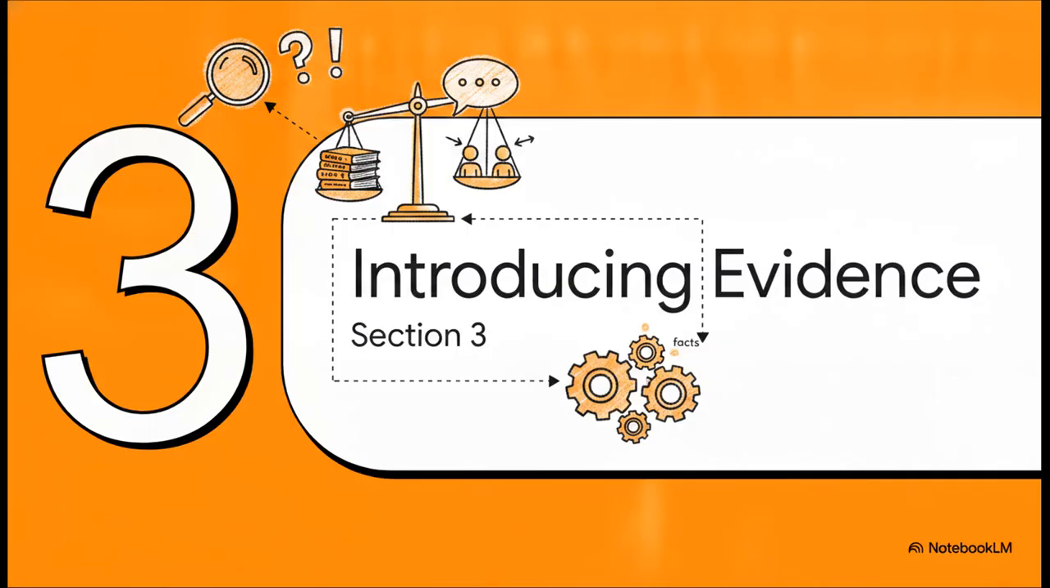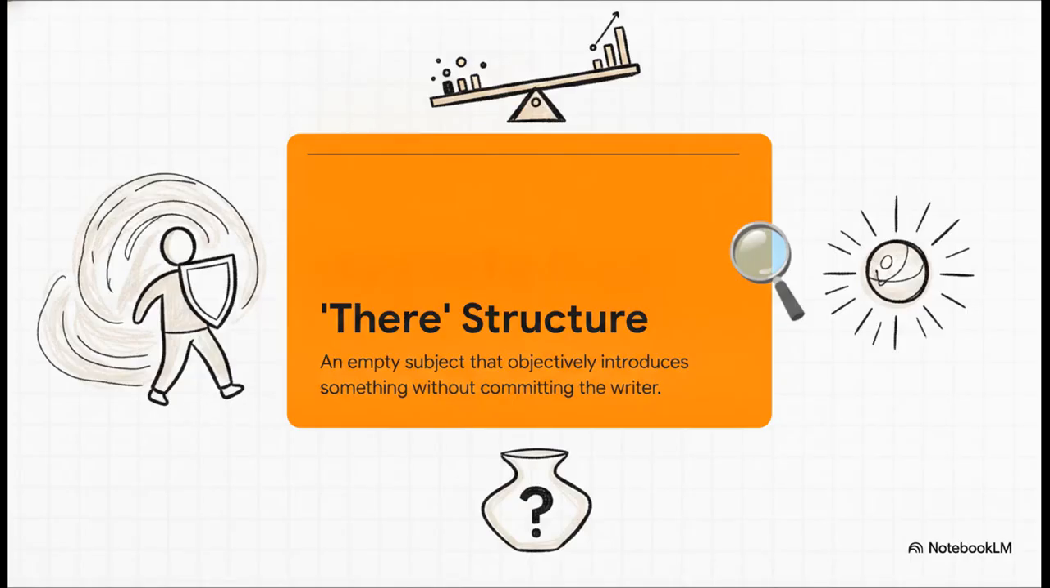Which leads us nicely to Section 3, introducing evidence with "there." Now that we've got "it" down, let's talk about its close sibling. Just like "it," the "there" structure is another incredibly useful empty vessel. It basically lets you fade completely into the background while stating that a fact or debate or conclusion just exists. It is absolutely perfect for when you need to present data or acknowledge a debate without actually picking a side yet.